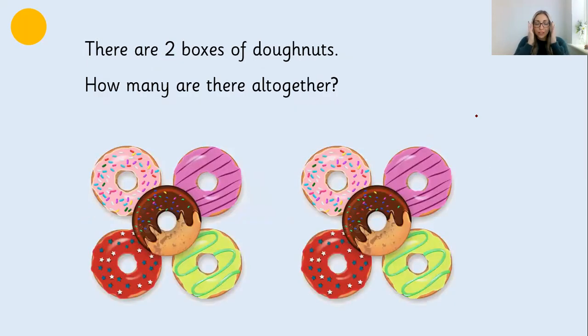Then we have got this question. So there are 2 boxes of donuts. Okay, how many are there all together? So we've got 2 boxes. There are 5 in this box and 5 in that box. Okay, so thinking about our number sentence, 2 times by 5 equals. Pause the video here and see if you can have a go at working out that number sentence.